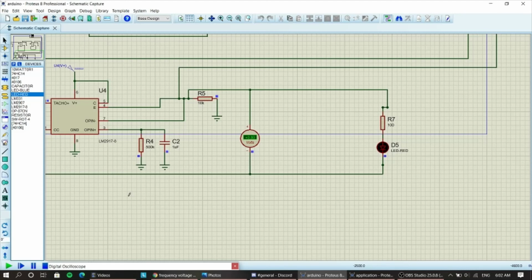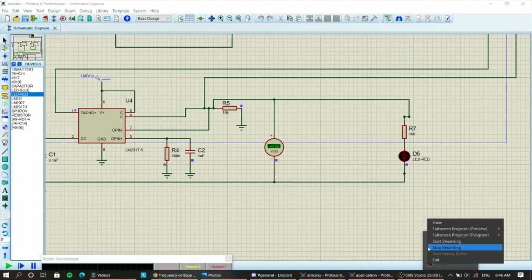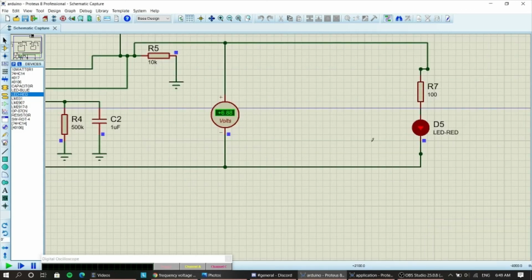And the third one is 350 kHz, so the output is about 5.53 volt. We can get a brighter LED than before. And lastly, the fourth one, where the output is 360 kHz. So the maximum output voltage we can get is around 6.88 volt. So the output LED is the brightest.